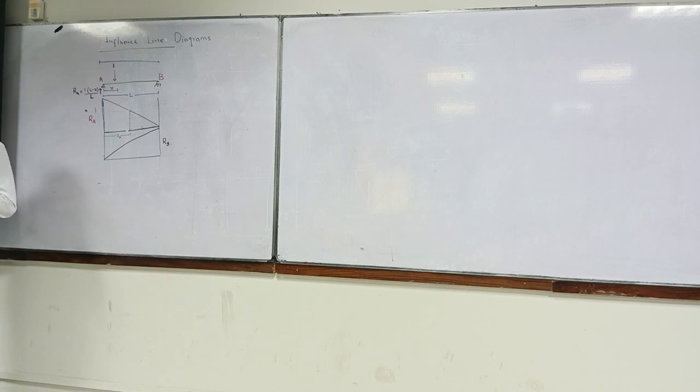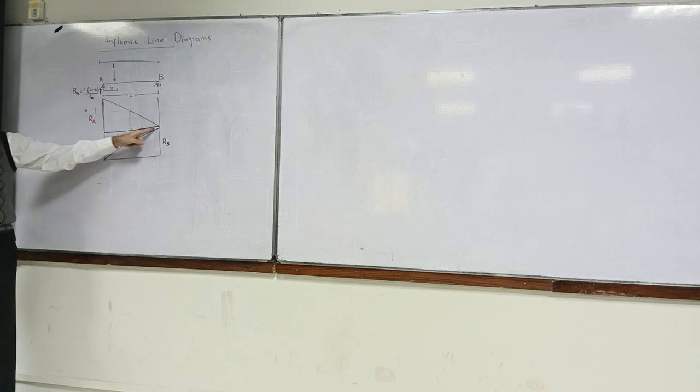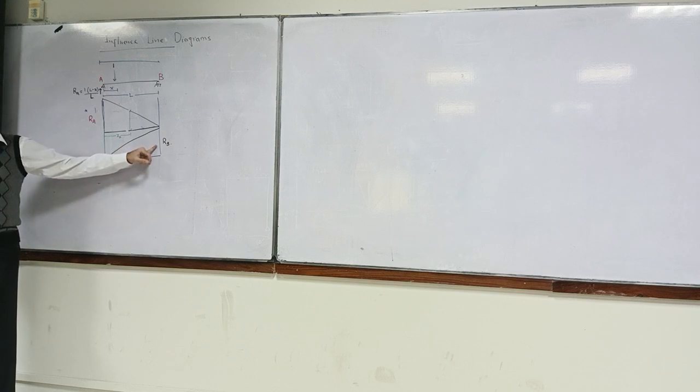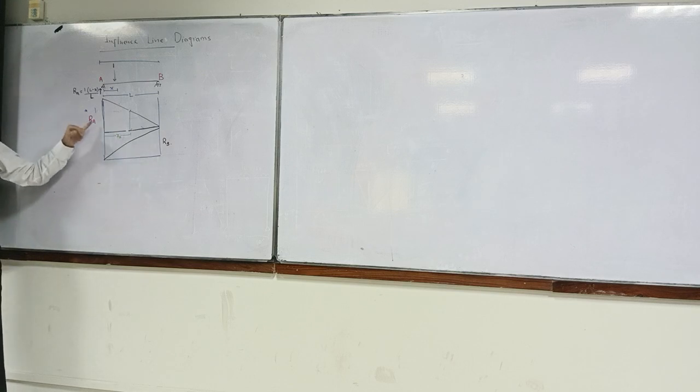Sir, if the load is at B, then it becomes 0. Reaction at B needs to be maximum. Yes, so that's what I have written. No, this is for RA. For every variable, you will have a different influence line diagram.